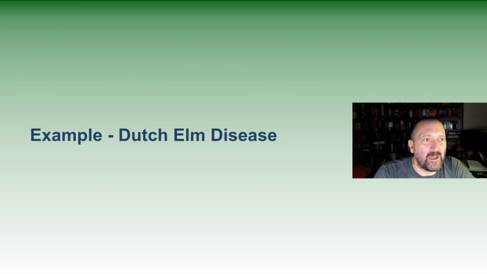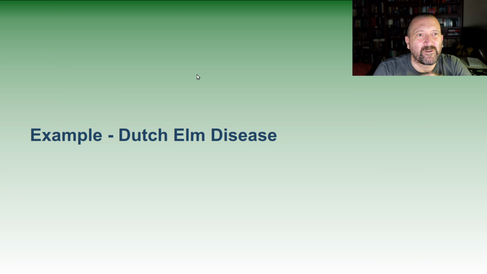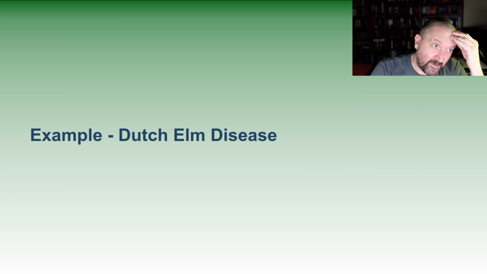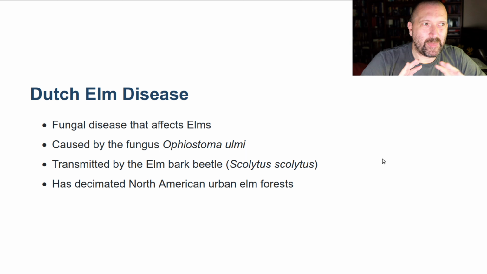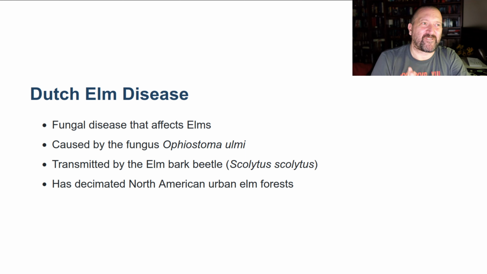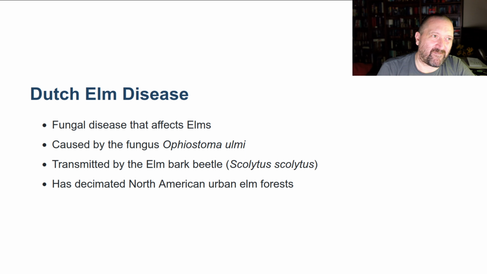Okay. Let me show you a slightly more evolved example that I'm not going to spend too much time on, which is a work that I did in Winnipeg about Dutch elm disease. So Dutch elm disease is a fungal disease of elms, so trees. This is not human epidemiology, it's tree epidemiology. And it's caused by a fungus, and it's transmitted by the elm bark beetle. So it's an interesting life cycle, a very complicated life cycle.